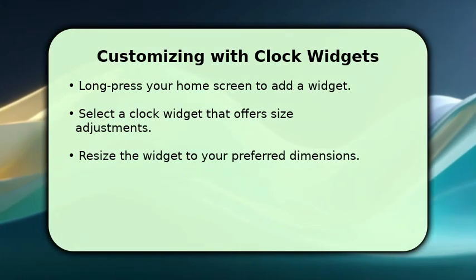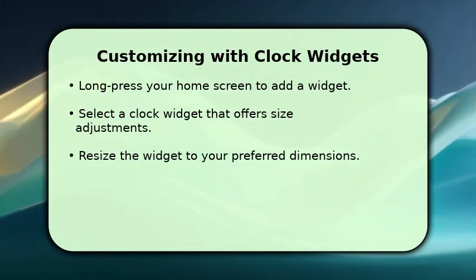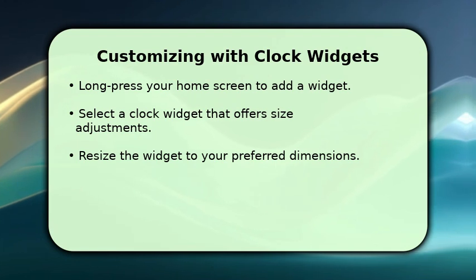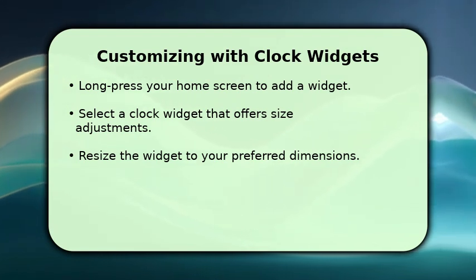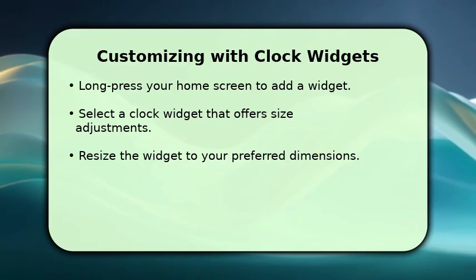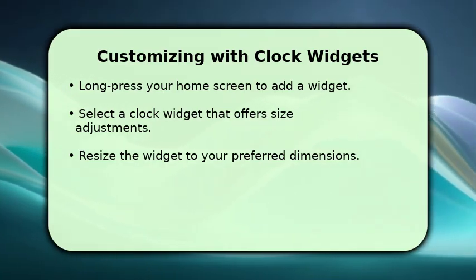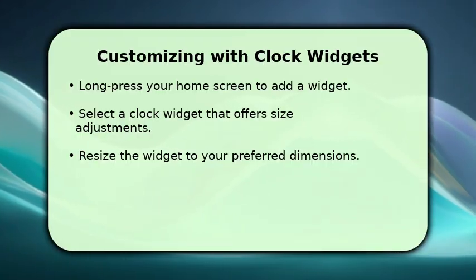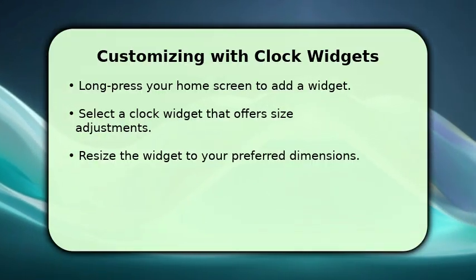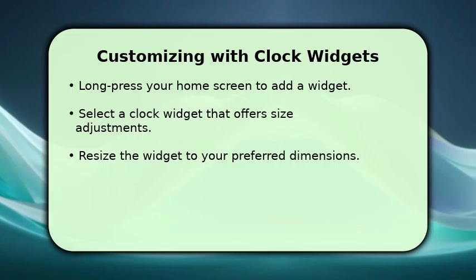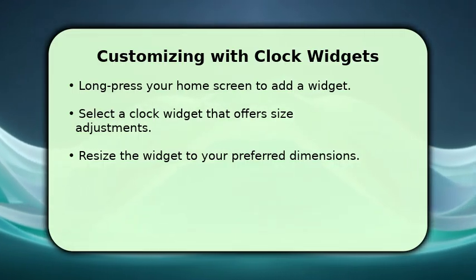For a more prominent time display on your home screen, consider using a clock widget. Simply long press an empty area on your home screen, then tap Widgets. Browse through the available clock widgets. Many allow you to resize them after placement. Choose one that suits your style, then drag its edges to expand it to your desired size, making the time easily visible at a glance.